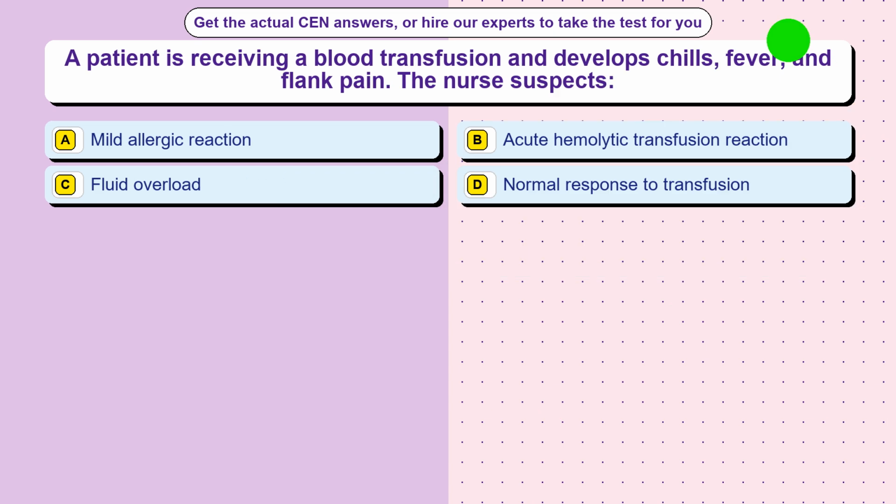Question 45. A patient is receiving a blood transfusion and develops chills, fever, and flank pain. The nurse suspects Option A, mild allergic reaction. Option B, acute hemolytic transfusion reaction. Option C, fluid overload. Option D, normal response to transfusion.